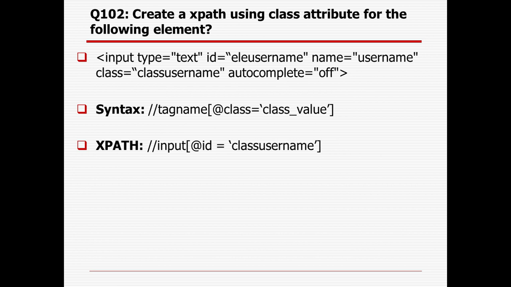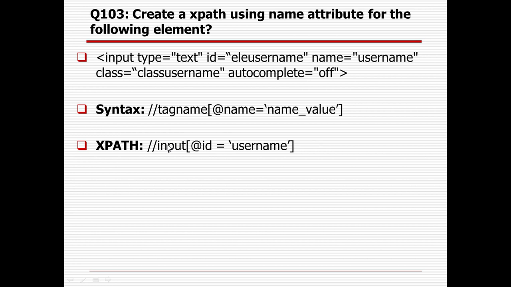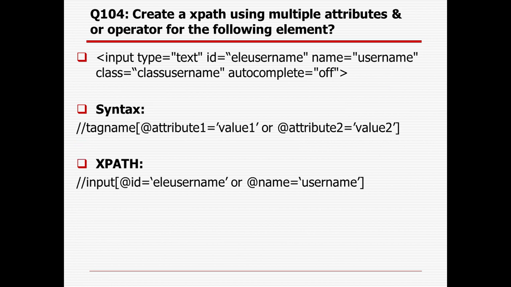How can we create an XPath using the class attribute? The syntax is the same: double slash tag name, at the rate class and the class value. Here the class value is class username, so it will be the input tag with class username. In case you are not sure about the input tag, you simply give the star mark, double slash star. How can we create it using the name attribute? Similarly, tag name, at the rate name equal to name value. The name value here is username. So using the name value, you can create the right XPath for the given element.